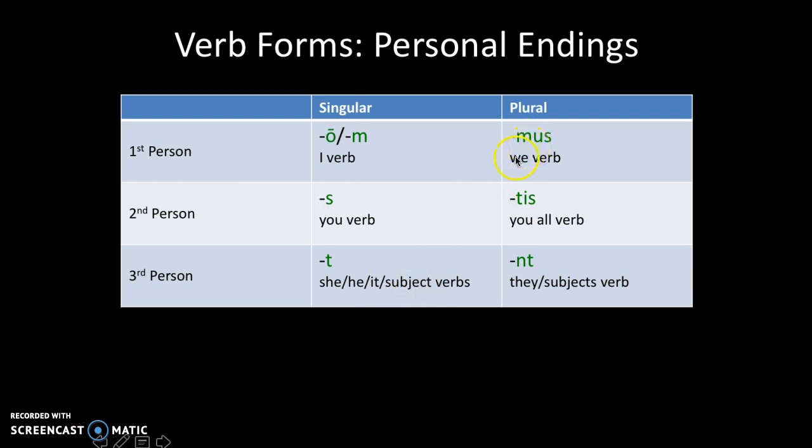If it ends in mus, it's we; tis, it's you all; and nt, it's they, or it could be multiple subjects, such as mother and father walk down the street.